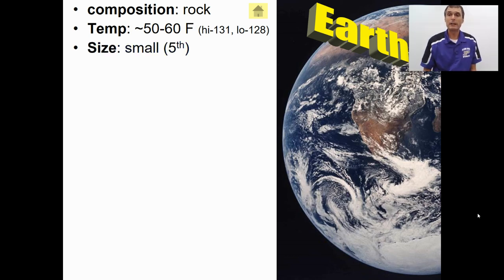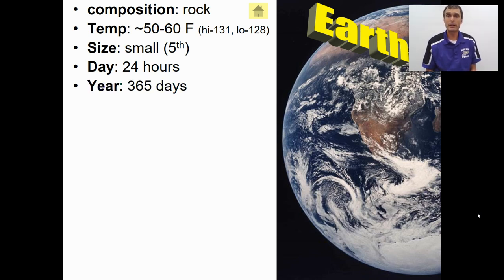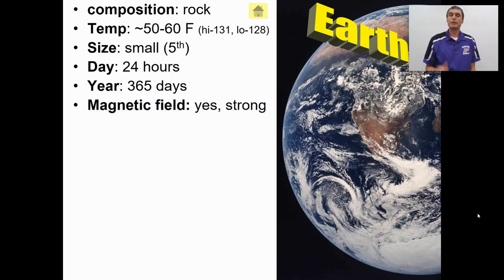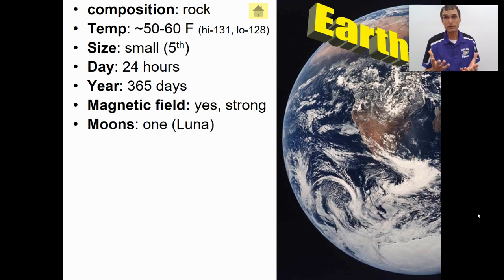It is a small planet. It's the 5th largest planet. So there are 3 planets smaller than it and 4 planets larger than it. It takes 24 hours to spin around, 365 days for it to go around the sun one time. This all makes sense because 365 is less than Mars, which is farther away, and it's more than Venus and Mercury, which are closer to the sun. It does have a magnetic field because it spins fast, and it must have a metallic core of some sort. It does have one moon, which is sometimes referred to as Luna.